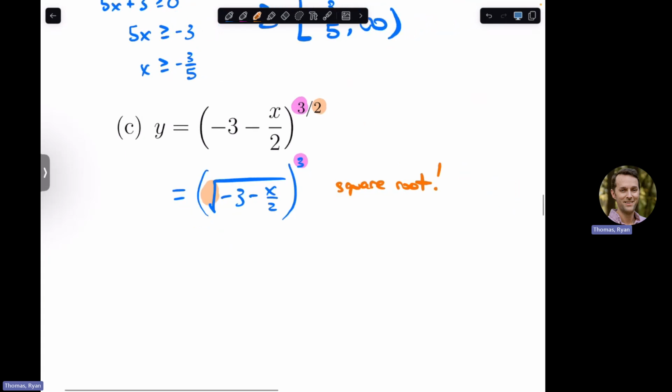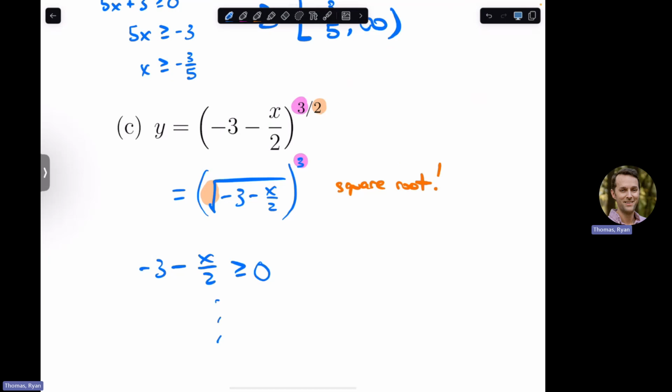It's a square root, meaning it's even. So what we need to figure out then is where the stuff underneath the square root is greater than or equal to 0 again. I'll let you all finish that one.